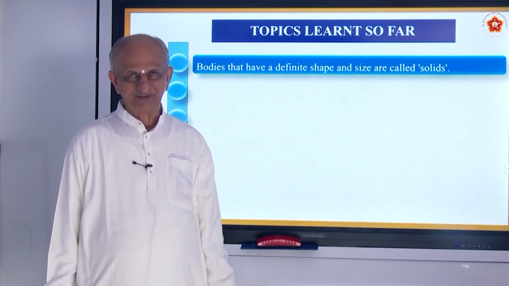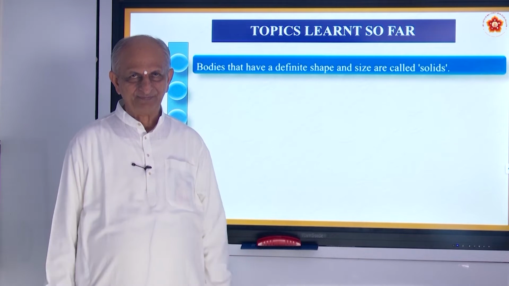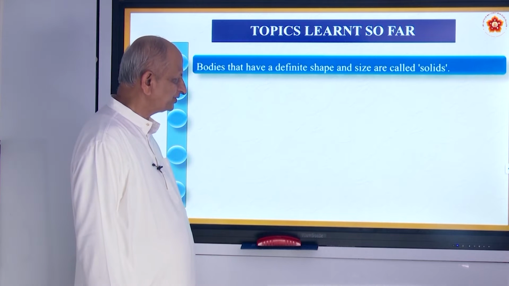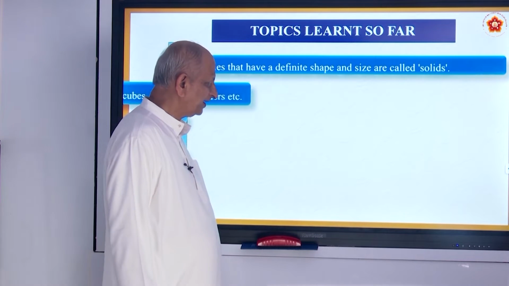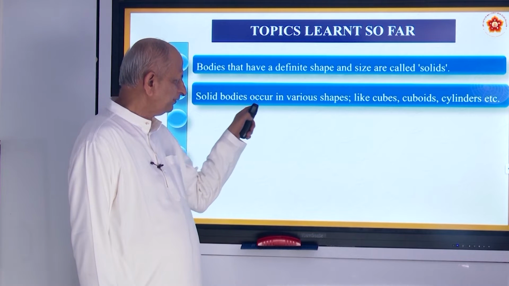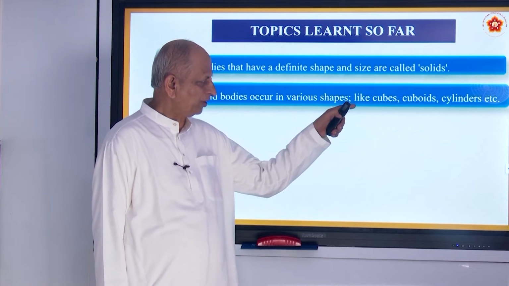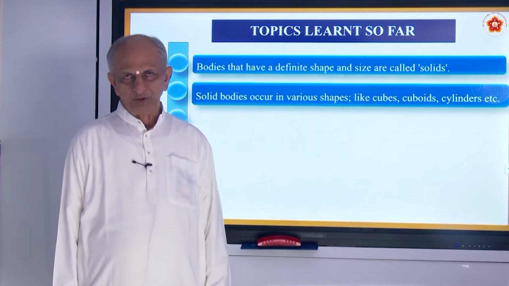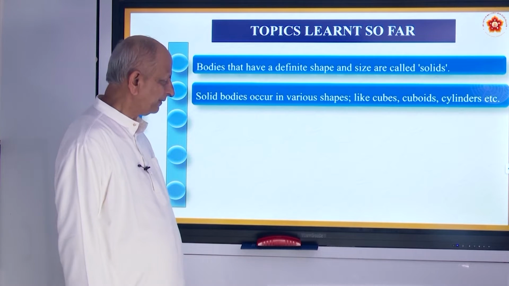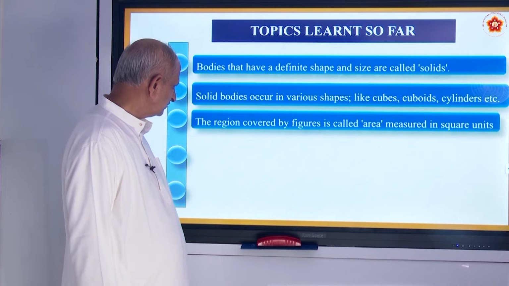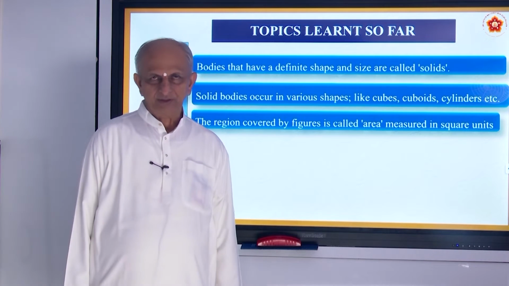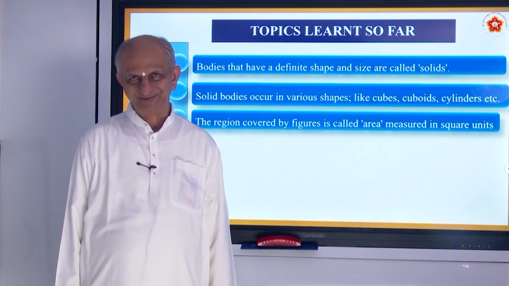Shape, for example, a cube has a definite shape, and size also. Cuboid is one such, cylinder, etc. So, solid bodies occur in various shapes like cubes, cuboids, cylinders, cone, pyramid, sphere, and so on. So, they have got a definite shape. The region covered by figures is called area. It is measured in square units.